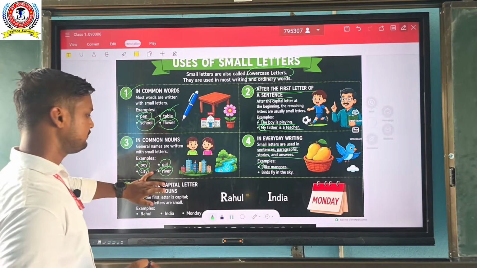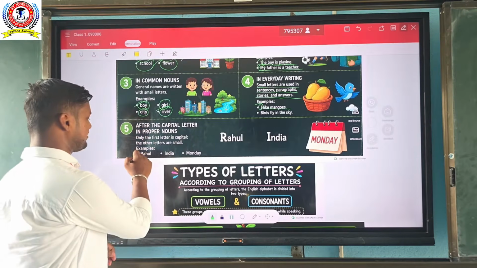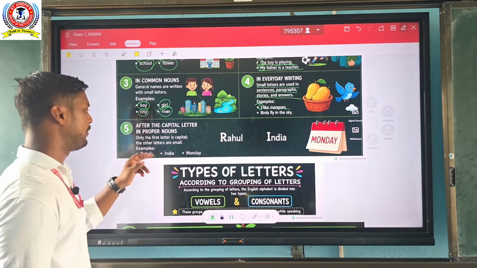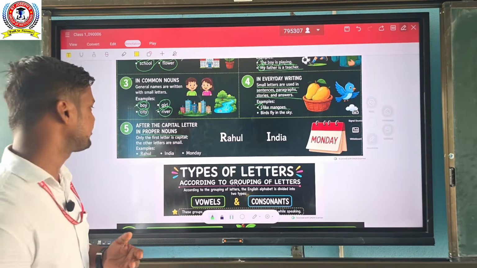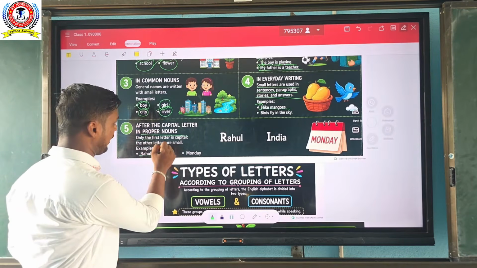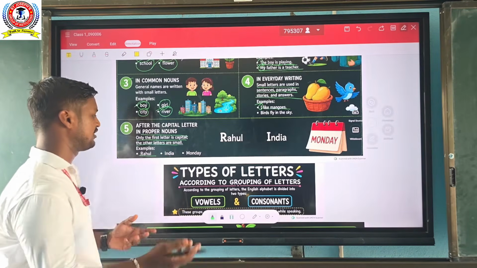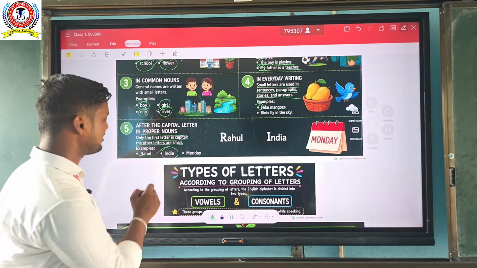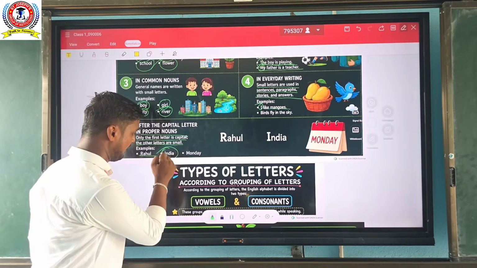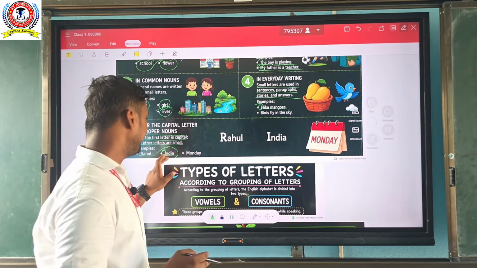Then, after the capital letter in proper nouns, I think later we will discuss it. Only the first letter is capital in proper nouns, and the rest of the letters are small. You can see India is a proper noun. The first letter must be a capital letter, and the rest of the letters of the word are small letters.